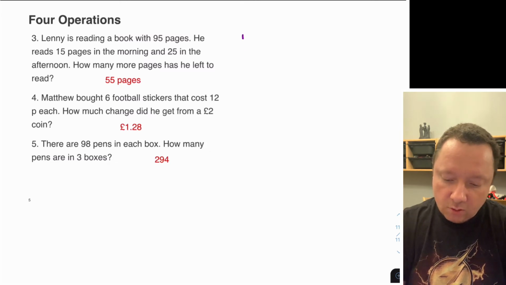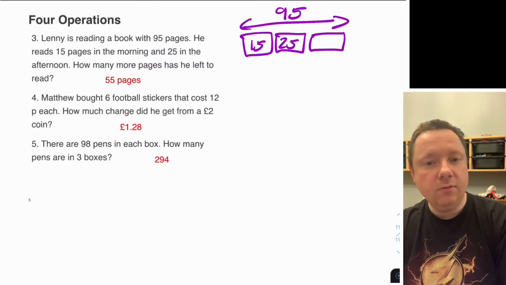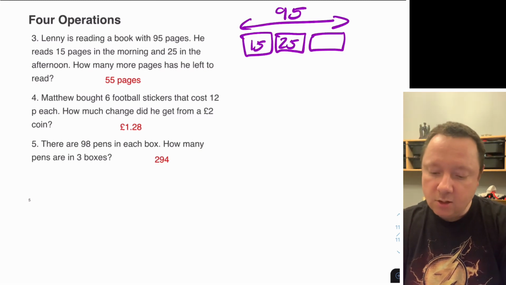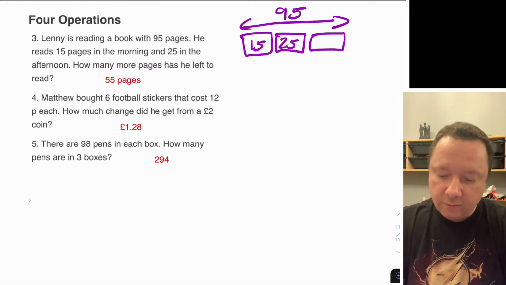So he's read 15 pages, he's read another 25 pages, he's still to read some, and in total there are 95. So this little diagram would help us if we needed a diagram. So we need to do 25 plus 15, which is 40. So when we do 95 minus the 40, we get 55. So he's got another 55 still to go.